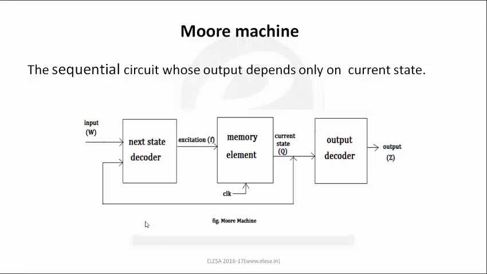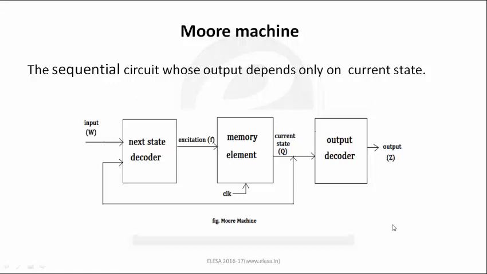You already know the sequential circuit. It consists of a combinational circuit and memory, and the memory block is nothing but your flip-flop. If you want to calculate the output, it may depend upon the input and definitely the present state. But sometimes it doesn't depend upon the input. In that case, we call it a Moore state machine. In the Moore state machine, the sequential circuit's output depends only on the current state. That means the output is a function of only the current state. There is no impact of the input on the output.